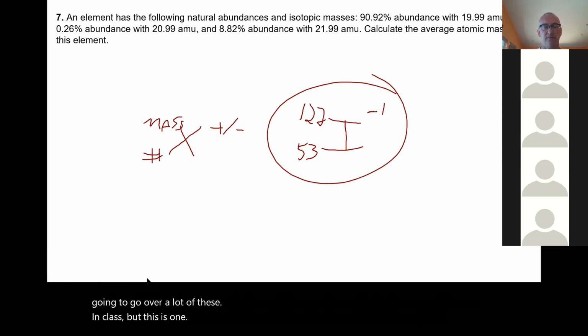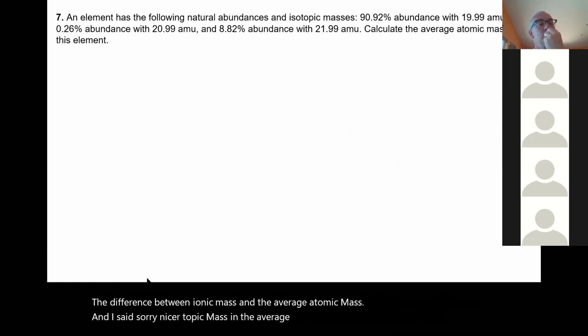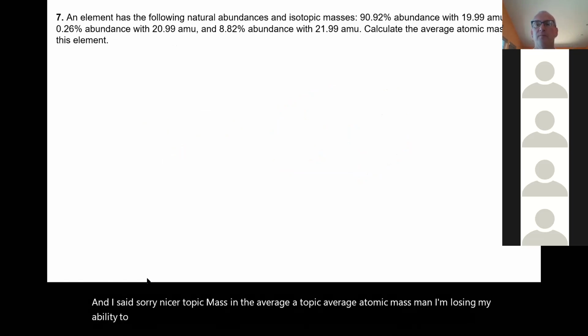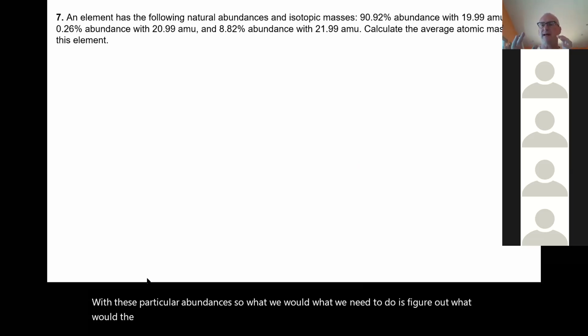This one basically tells you the difference between isotopic mass and the average atomic mass. So, a certain element has these atomic masses with these particular abundances. What we need to do is figure out what the average would be if we took all these together, and this is how you calculate average atomic masses.